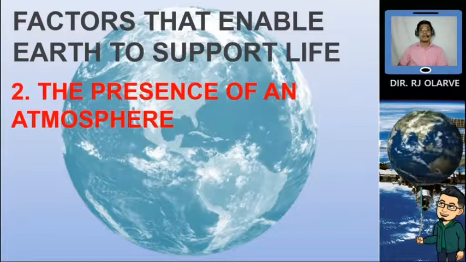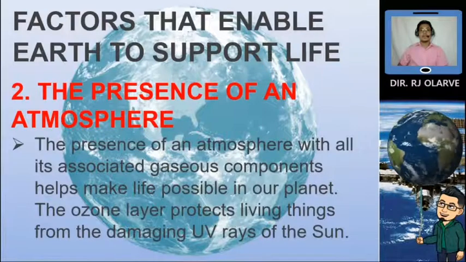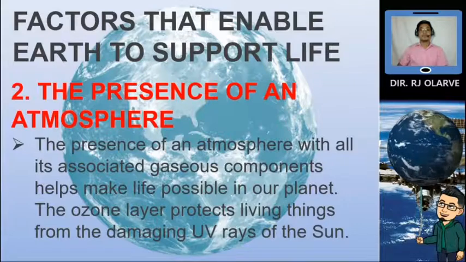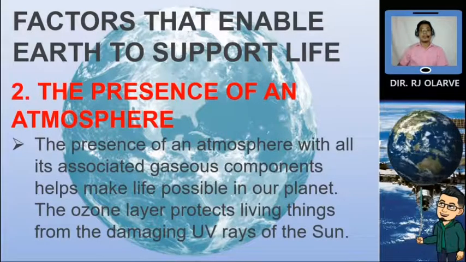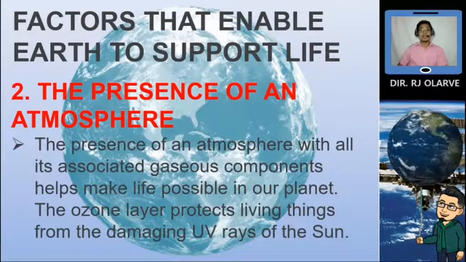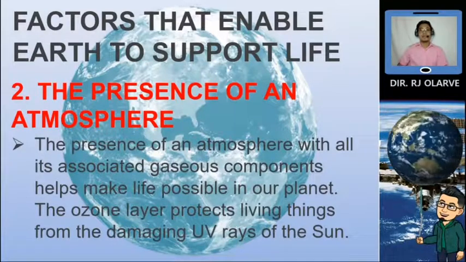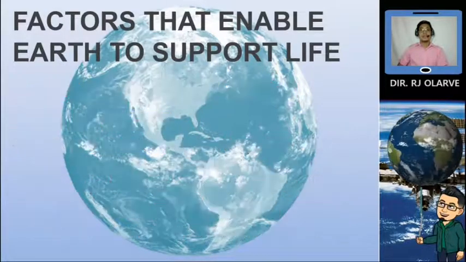Next, let's have the presence of an atmosphere. So the presence of an atmosphere with all its associated gaseous components helps make life possible in our planet. And take note of the word ozone layer. The ozone layer is a special layer of the atmosphere wherein it protects living things from the damaging ultraviolet rays from the sun.